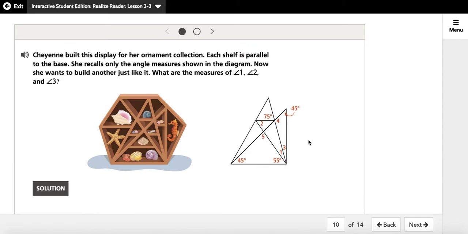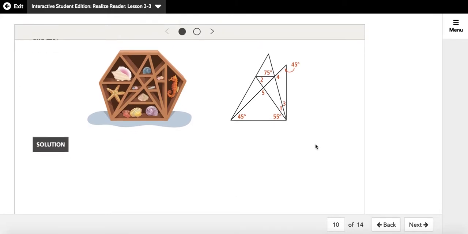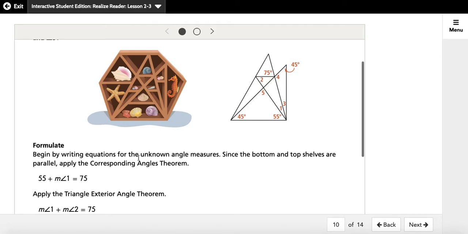They have a 4 and a 5 thrown in. Trying to work on what we've already learned, I think I might start with the sum of the interior angles in a triangle adding up to 180. Begin by writing equations for unknown angle measures. So measure of angle 1 plus 55 has to add up to 75.